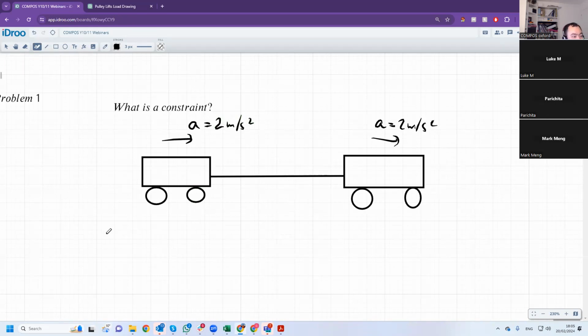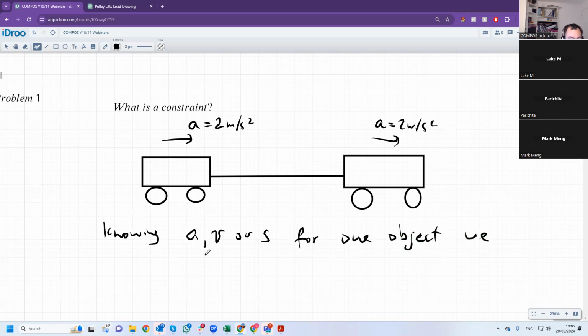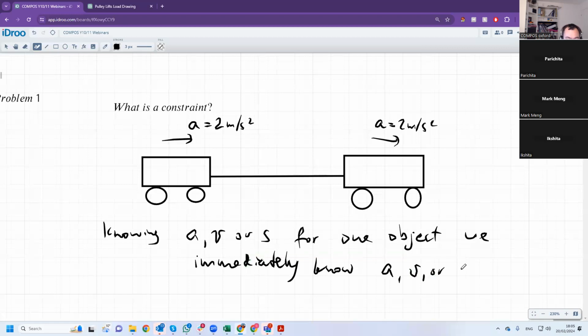Constraint is when knowing A, V, or S for one object, we immediately know A, V, or S for another. No, it's not always that simple, right?